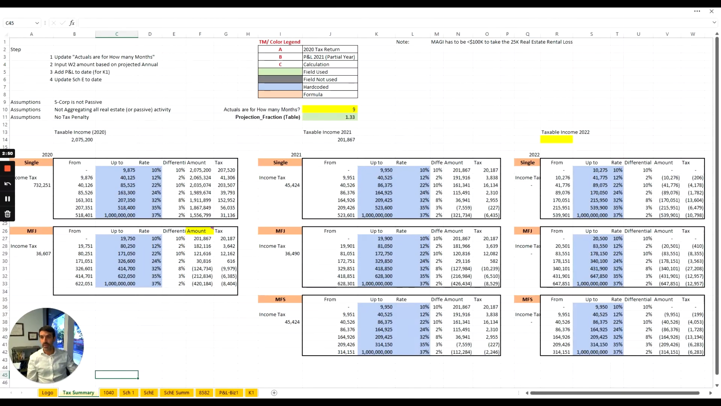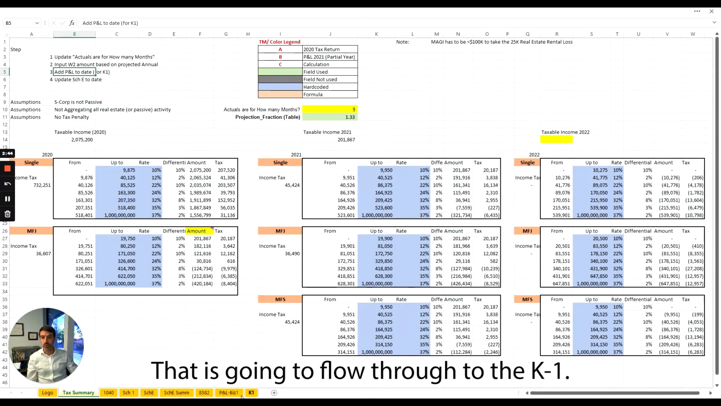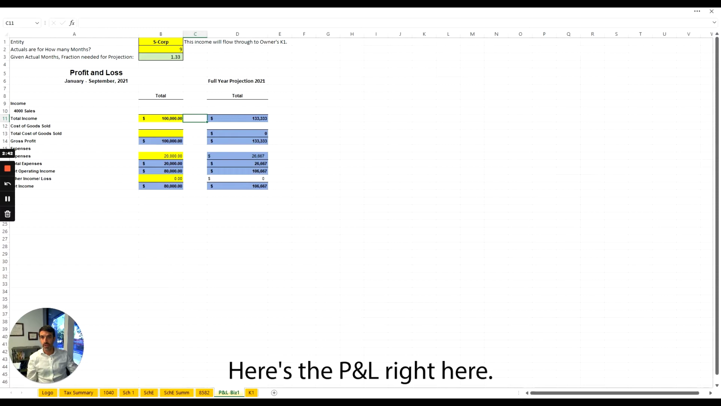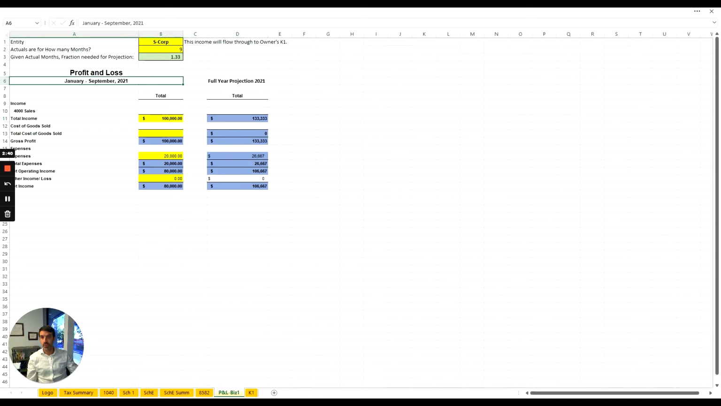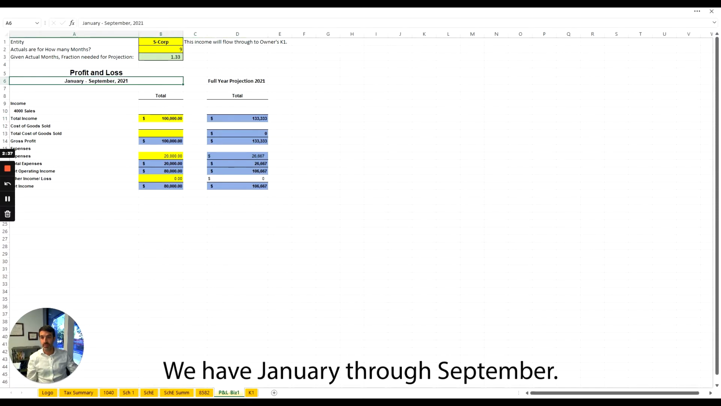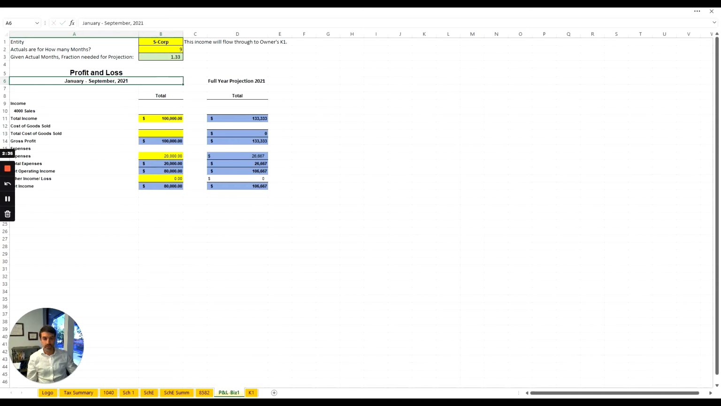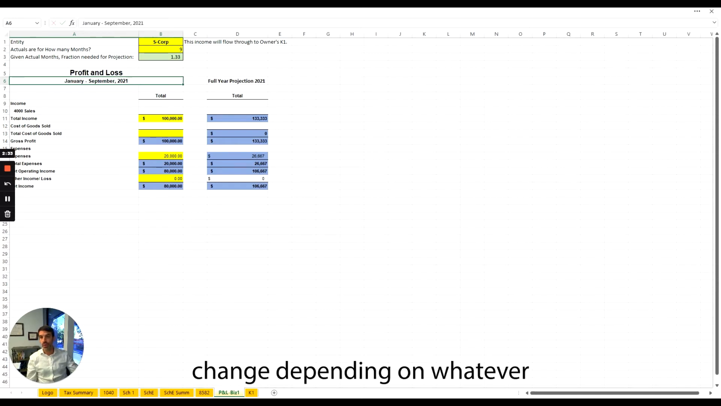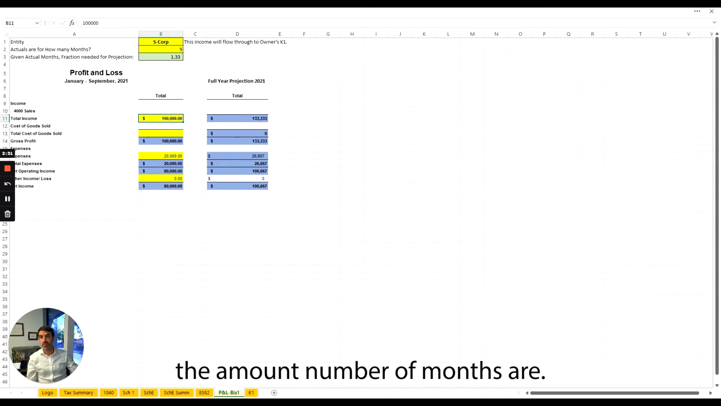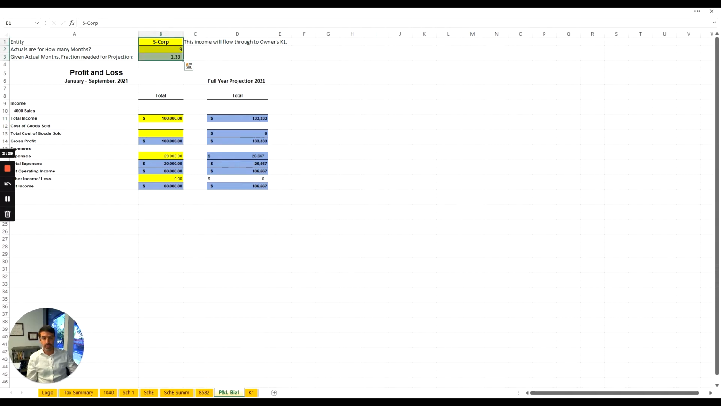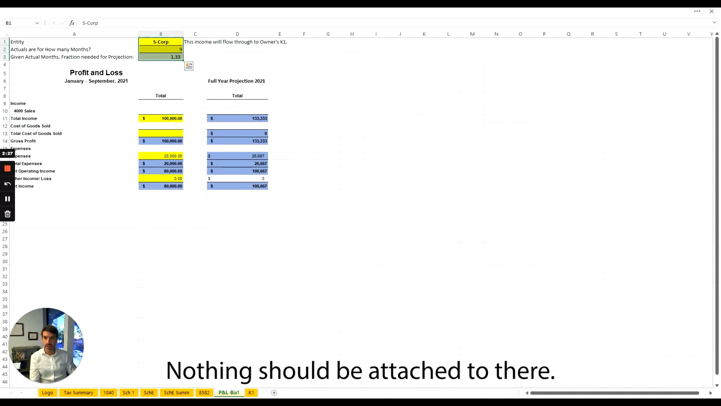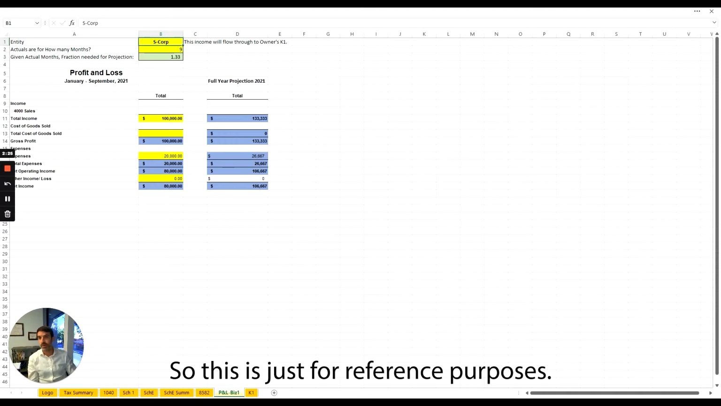All right, so let's say they expected to have a raise, and so they have $120,000 W-2 income. Now, the next step is, okay, so we already updated that and put the W-2. Now for the P&L over here, that's going to flow through the K1. Here's the P&L right here. So this is for, okay, we have January through September, right? So this would be changed depending on whatever the number of months are. Nothing should be attached to there. So this is just for reference purposes.